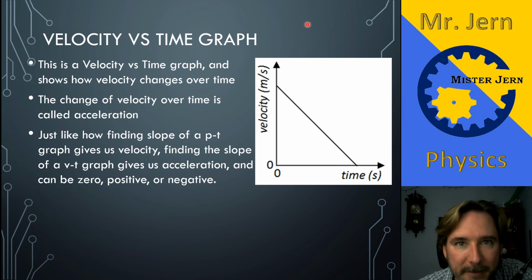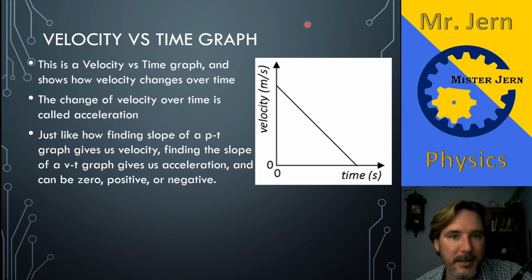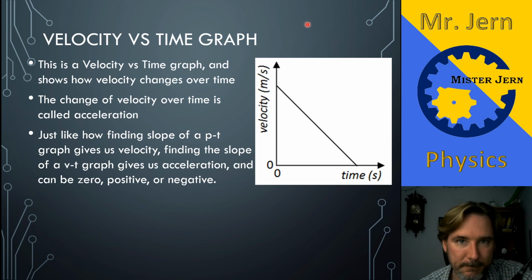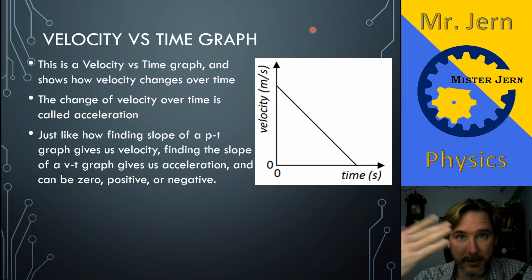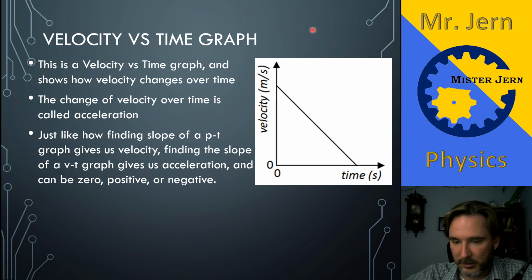And just like finding the slope of a position time graph gives us velocity, finding the slope of a velocity time graph gives us acceleration. And it can be 0, positive, or negative. In this case, it's a negative slope, meaning we have a negative acceleration, which in this particular instance means it's going to slow down. Now, that doesn't always mean it's going to slow down if we have a negative acceleration. In fact, we're going to look into that.